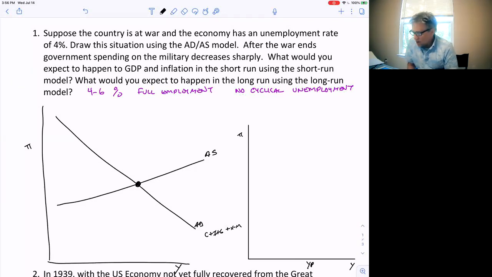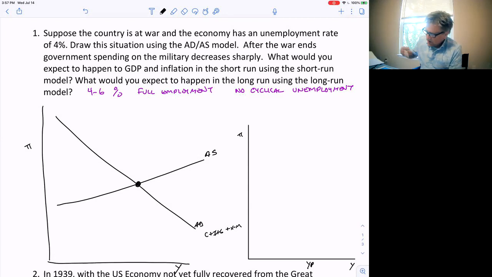So the country's at war, and the economy has an unemployment rate of 4%. That's full employment. Full employment is probably anywhere between 4 and 6. No one knows exactly how much, but that's probably full, maybe a little beyond full, maybe outside the PPF a little bit, but either way, certainly no cyclical unemployment.